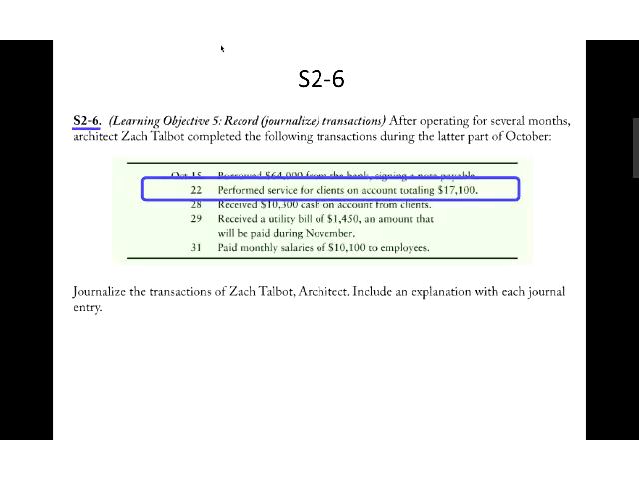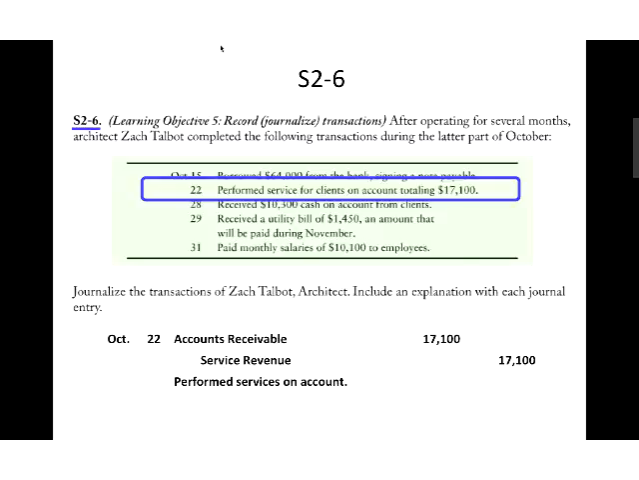The other part of this transaction, we have service revenue on account. On account automatically means accounts payable or accounts receivable. On account, when we're dealing with clients, means these are customers, so this has to be accounts receivable. Accounts receivable is an asset, and to increase it, we increase it with a debit. So we're going to debit accounts receivable for $17,100, and credit service revenue for the $17,100.